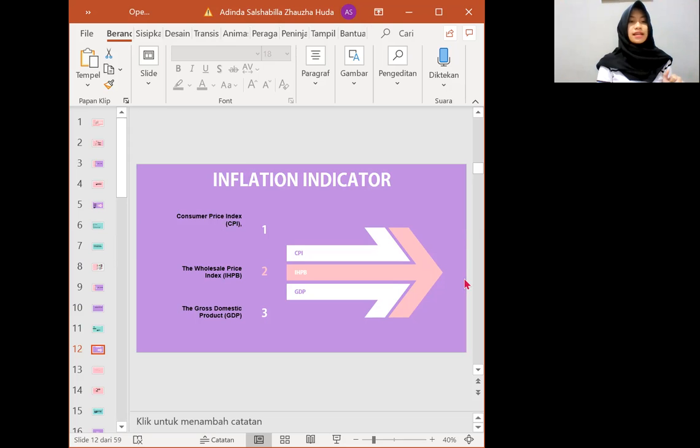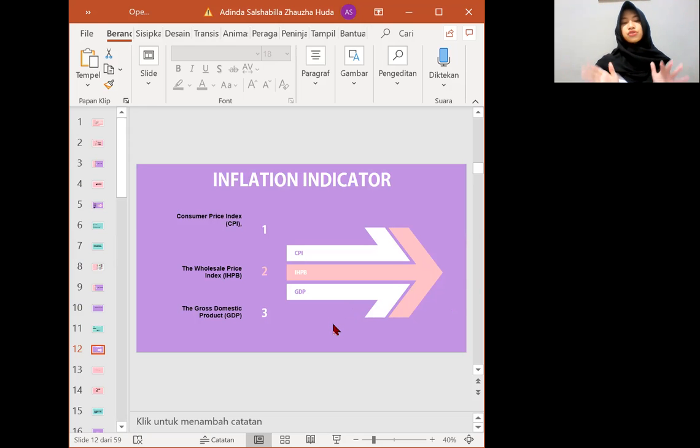Second is the wholesale price index or IHPB. In this case, it is an indicator that describes the price movement of commodities that are traded at the producer level in an area in a certain period. If the CPI observes the final goods consumed by the public, the wholesale price index observes raw goods and semi-finished goods, which are inputs for producers.